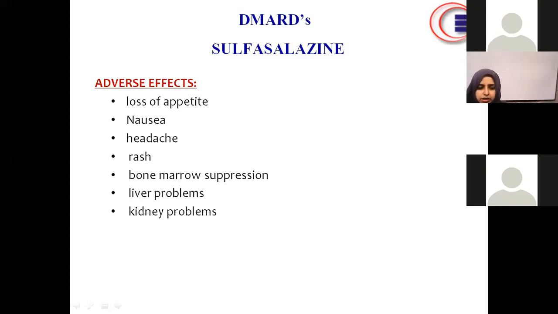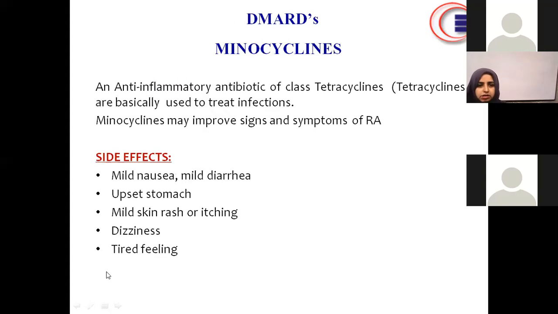What does minocycline do? It's an anti-inflammatory antibiotic of the tetracycline class. So basically it's originally an antibiotic and belongs to the class of tetracyclines. Tetracycline is something teratogenic. Okay, do you remember that?